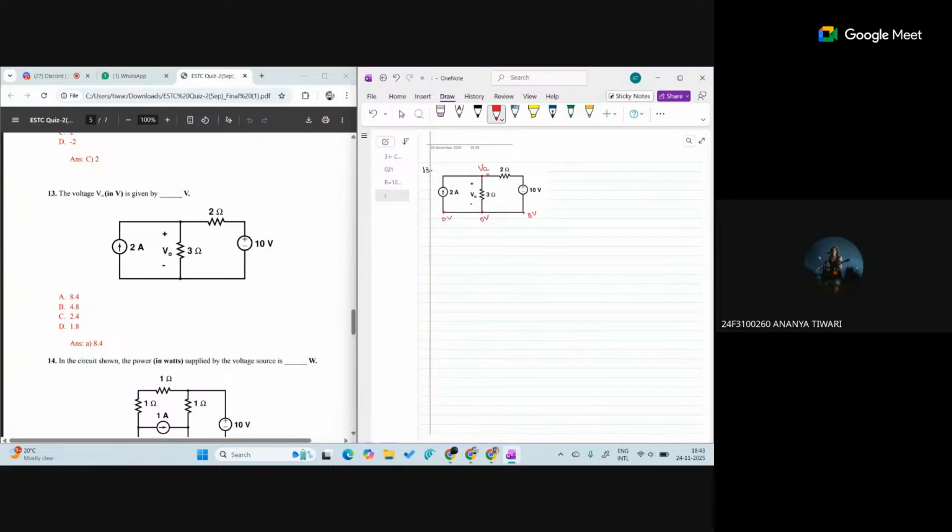So I'm taking this node as VA, and here we will have plus 10 volt. Now we can write what would be the equation of this? Tell me. I want answers.